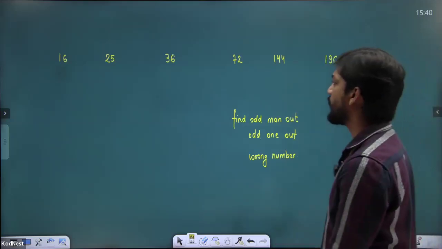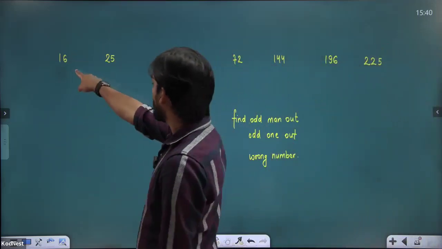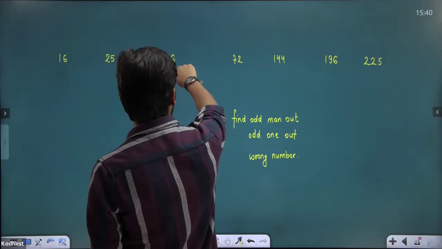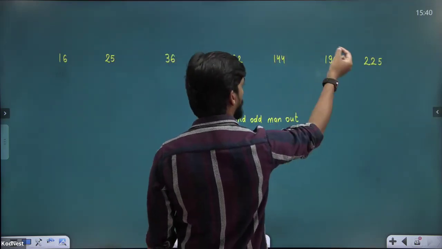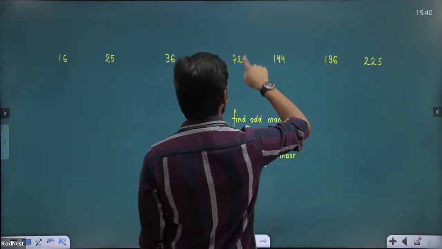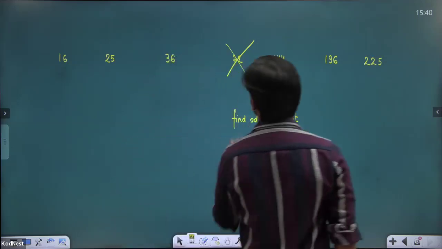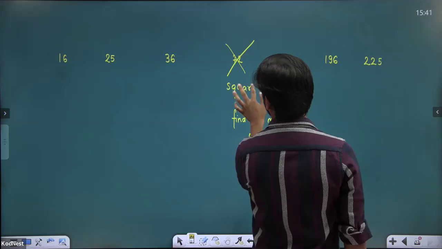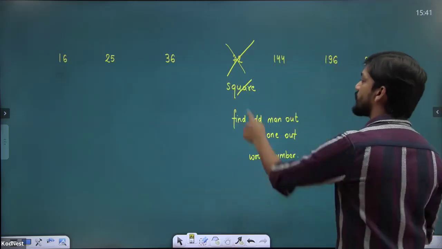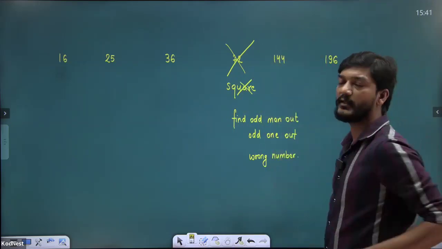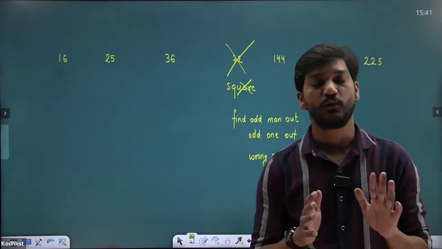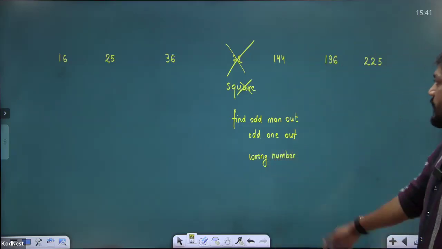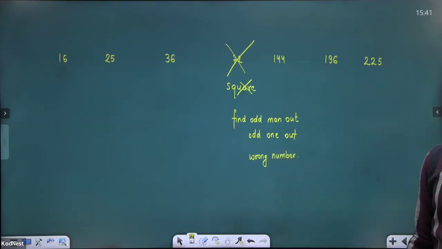Okay, so simple question. This is a square, this is also a square, this also is a square, this also is a square, this also is a square. This is not a square. Okay, this is not a square, that's why it is the wrong number in the series, or I can say this is the odd one out. Okay, so carefully observe. Until now, anything doubtful?